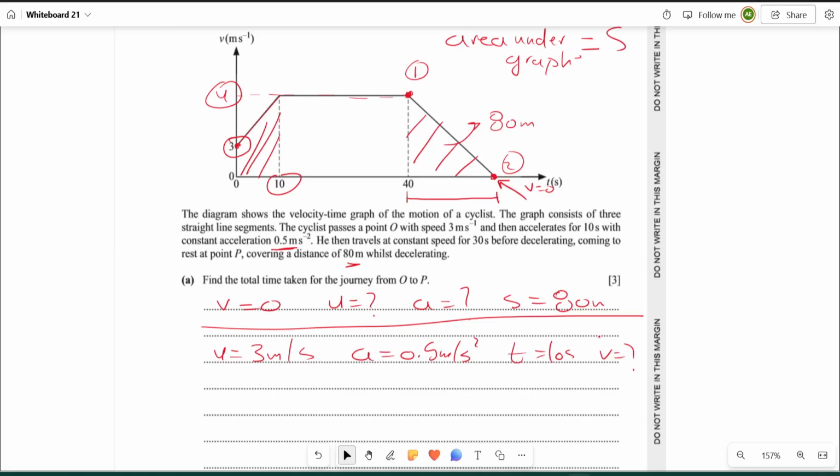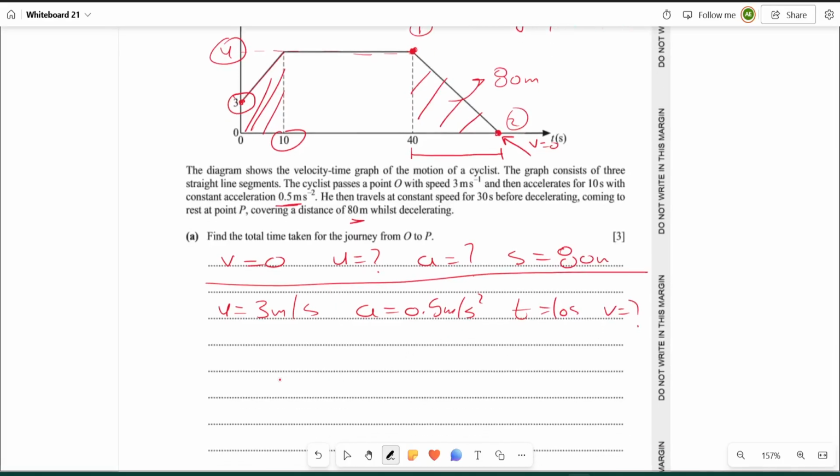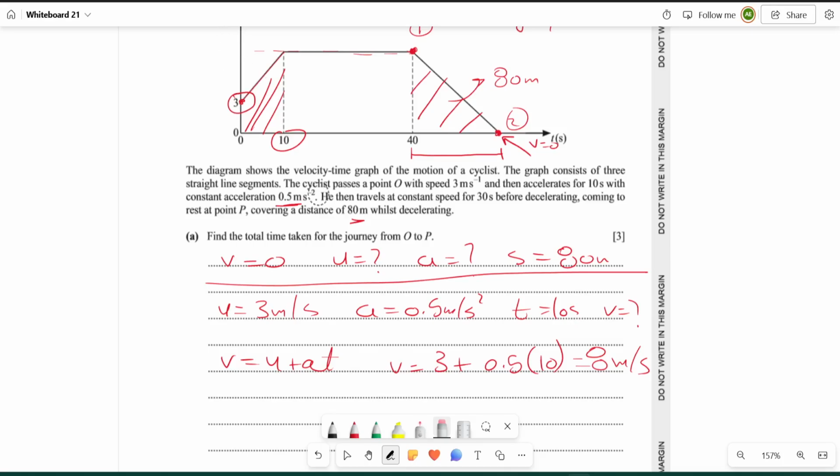The letter that I didn't mention looks like it's displacement. So I'm going to use the SUVAT equation without displacement, which goes like this: V equals U plus AT. So V equals 3 plus 0.5 times 10. So 3 plus 5 is basically 8 meters per second. So this over here is 8 meters per second.